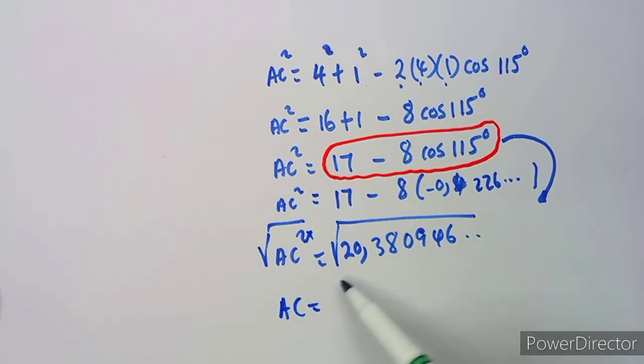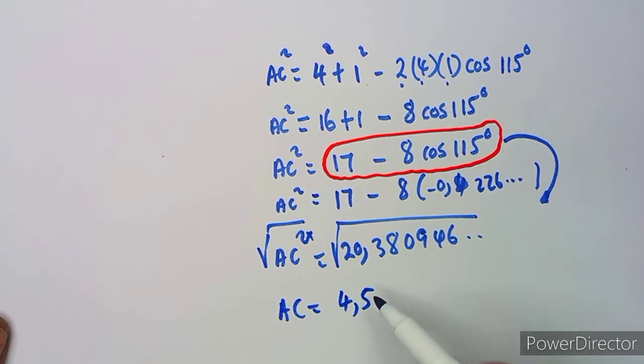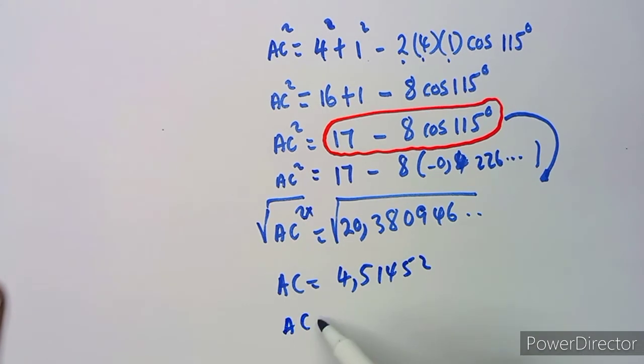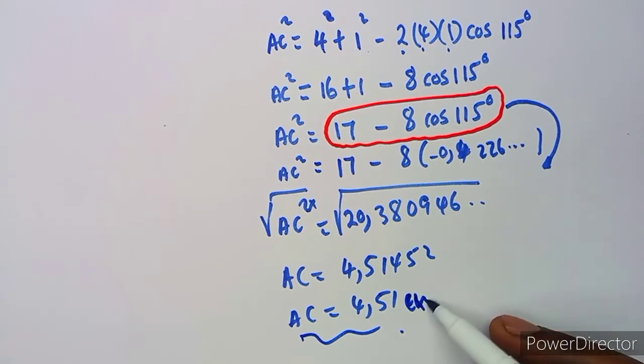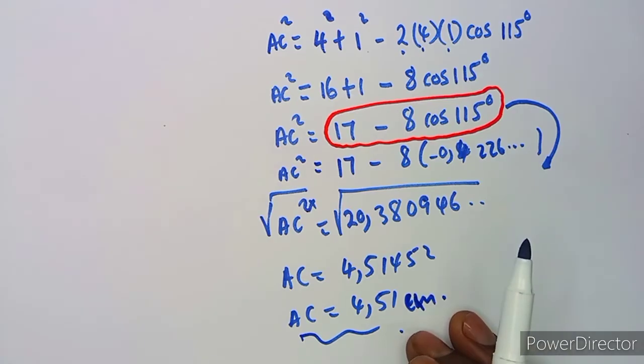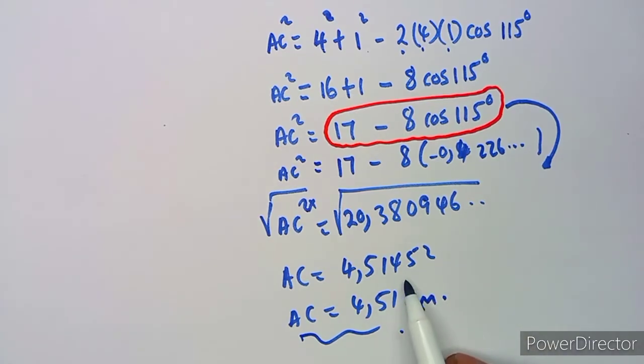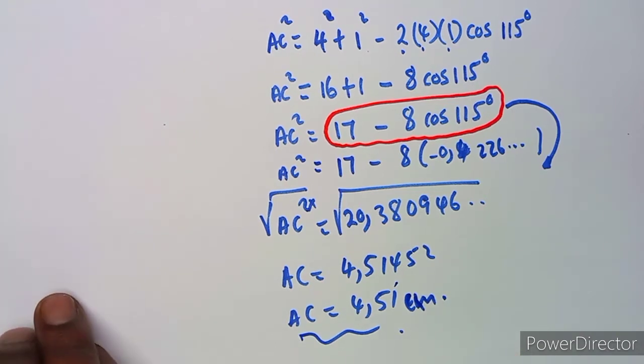So AC is going to be the square root of 20.38, which is 4.514, something like that. So this is our AC, which is 4.51. Remember most of your answers are to 3 significant figures, we just cross check with the information that you'll be given. These are centimeters actually. So that is what you're going to have, and using this value as it was, that is your AC in this case.